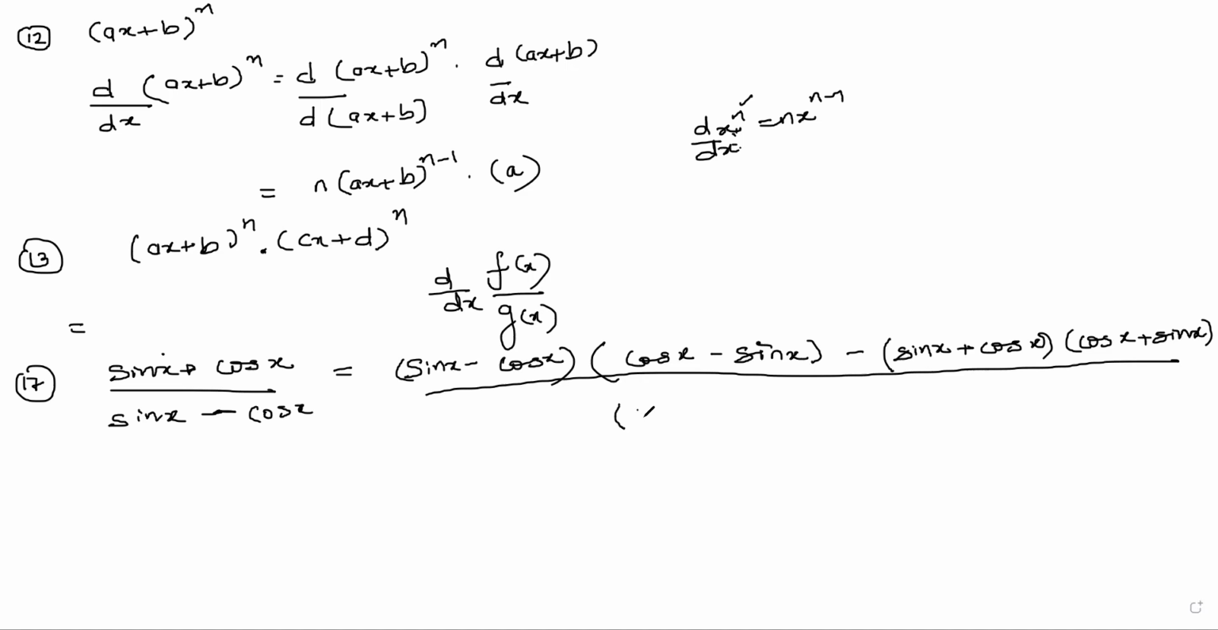Okay, then the denominator is squared, (sin x minus cos x) whole square. Fine, then let's open the numerator: (sin x minus cos x) and (cos x minus sin x). Open the bracket: sin x into cos x minus sin square x, minus cos square x plus sin x into cos x.